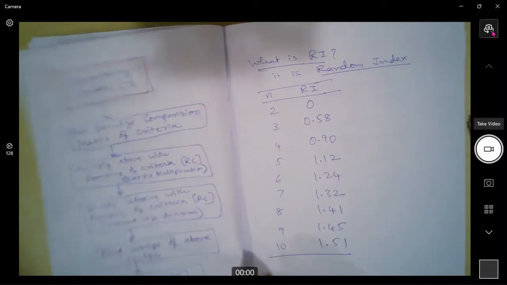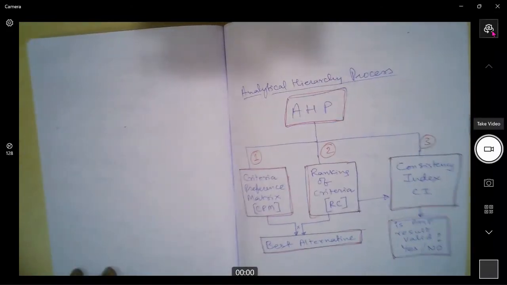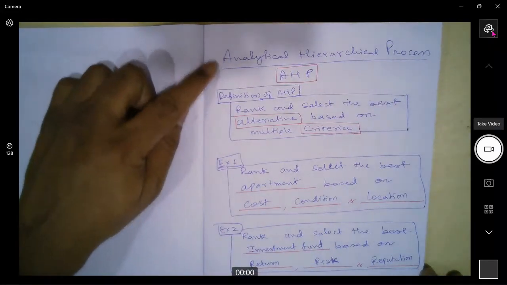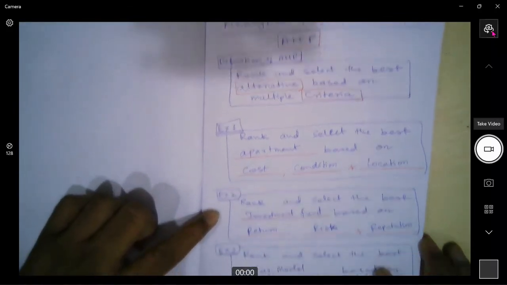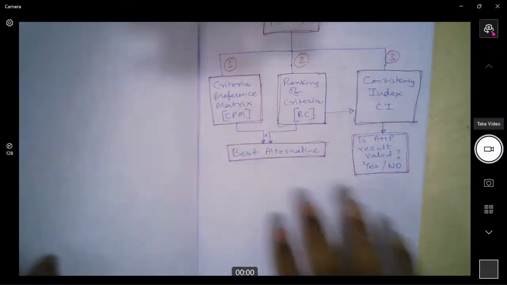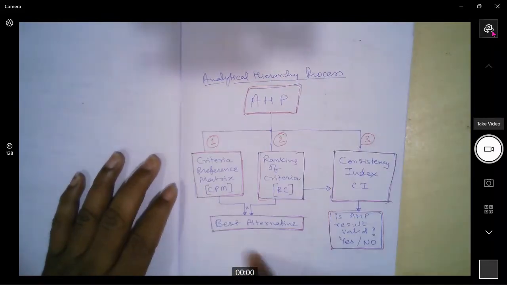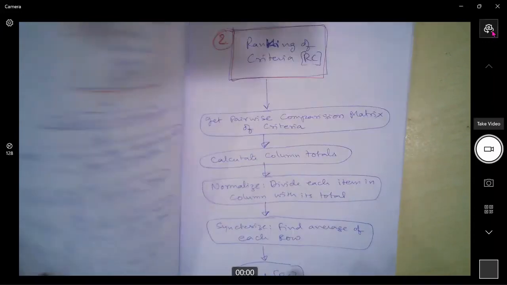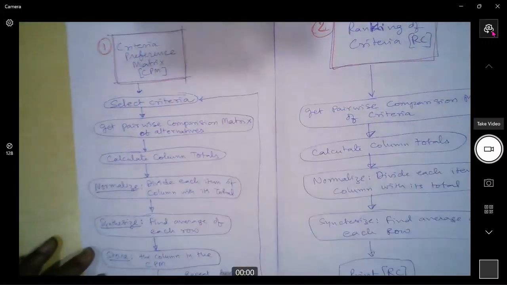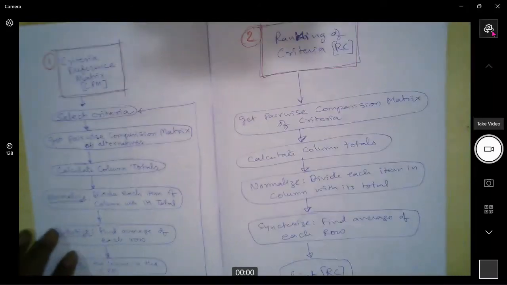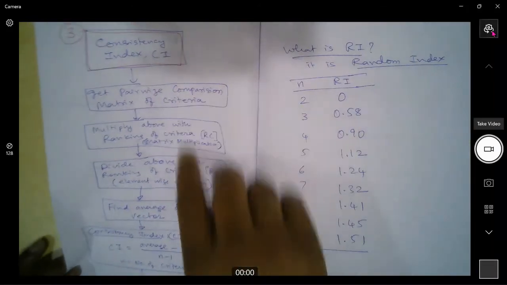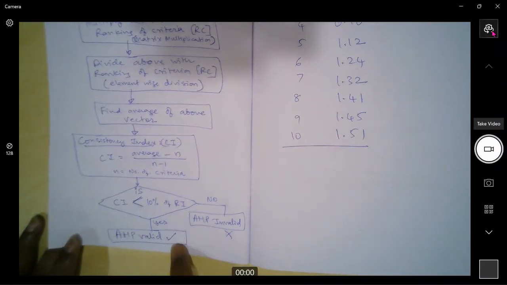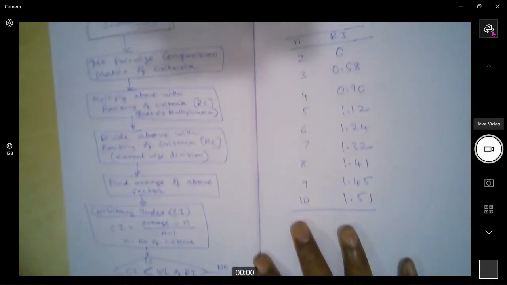Anyway, this is all the process. I think the length of the video is getting long, so let me once again show you all the pages once. So this is the definition. This is example 1, example 2, example 3, and next I have the entire process. You have to understand this very well. I'll be referring to this while solving the example. Then we have the criteria preference matrix, then ranking of criteria, then consistency index calculation, and then comparison with RI, and finally determining whether your result is valid or invalid. So this is the entire AHP process.